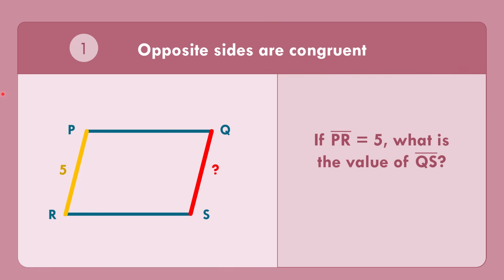Line segment PR is congruent to line segment QS. If line segment PR is equal to 5, what is the value of line segment QS? So line segment PR is 5, which means line segment QS is also equal to 5. Because whatever the value of line segment PR is, it is equal to the value of line segment QS, since line segment PR is congruent to line segment QS.